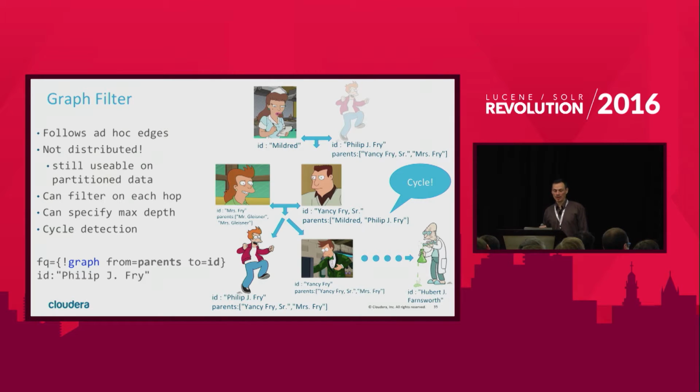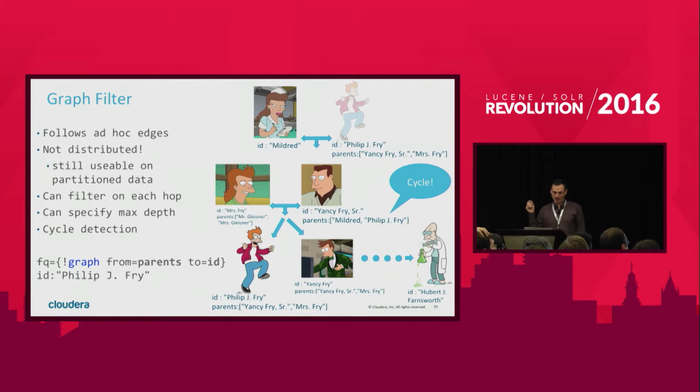and you can specify a max depth, and it has cycle detection. So in this example, I've modeled Futurama characters. For each character, I've given them an attribute called parents, and they essentially point to their parents by having the value match the ID field. The ID field is just their name. In our example graph query, fq graph, we're following from parents to ID, starting with Philip J. Fry.